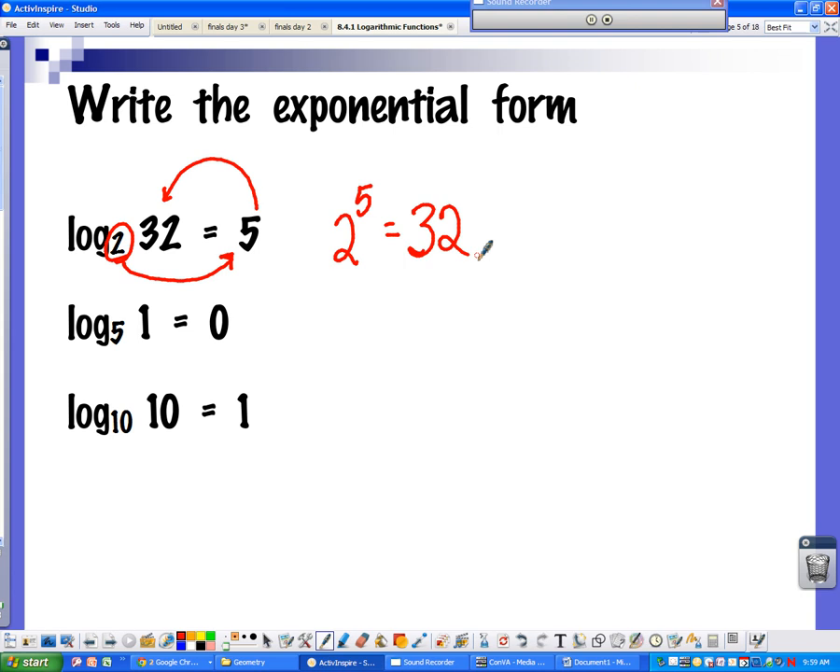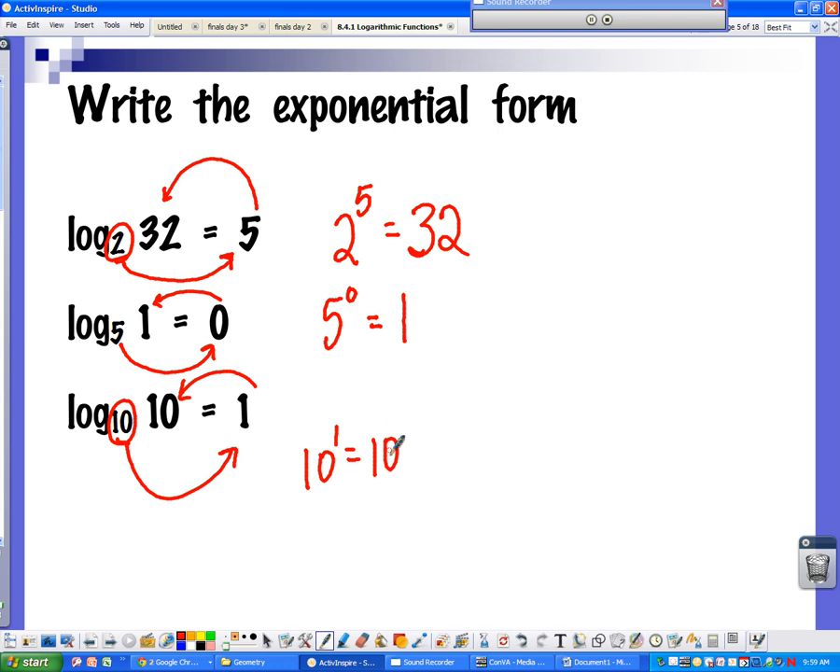Then the second one, 5 to the 0 equals 1. Start here at the base, 10 to the first equals 10. And that's pretty much solving it. It can also work for fractions.